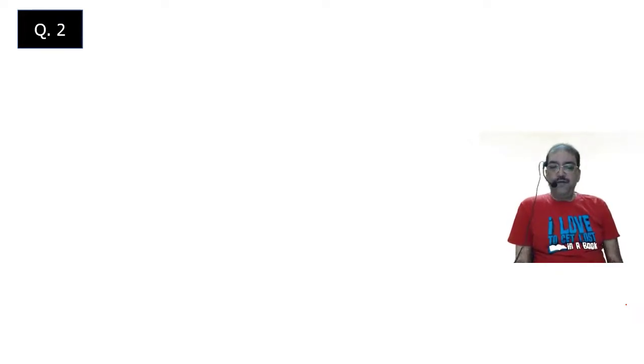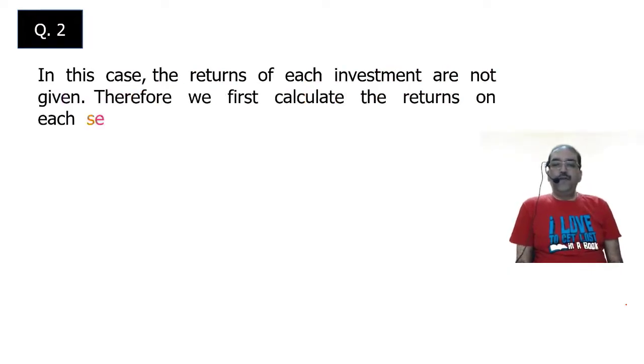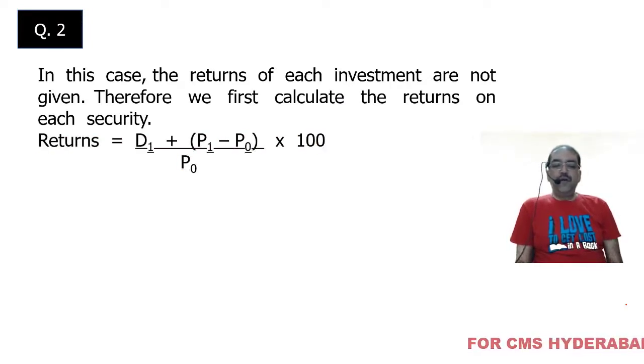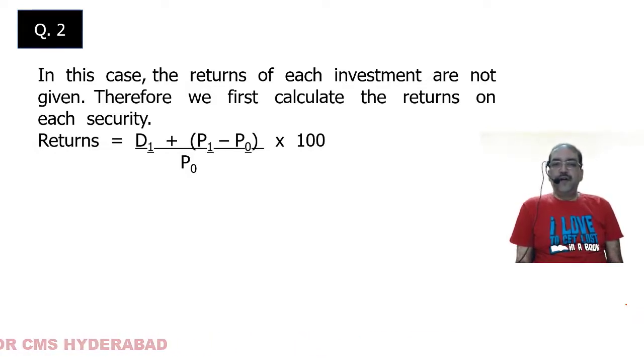Question 2. First, what we'll write, we'll say that returns are not given. Therefore, first we'll calculate the returns. In this case, the returns of each investment are not given. Therefore, we first calculate the returns on each security. How to calculate the returns? I've told you. D1, that is dividend, plus capital appreciation, that is price at the end of the year minus price at the beginning of the year, upon the original investment, multiplied by 100.